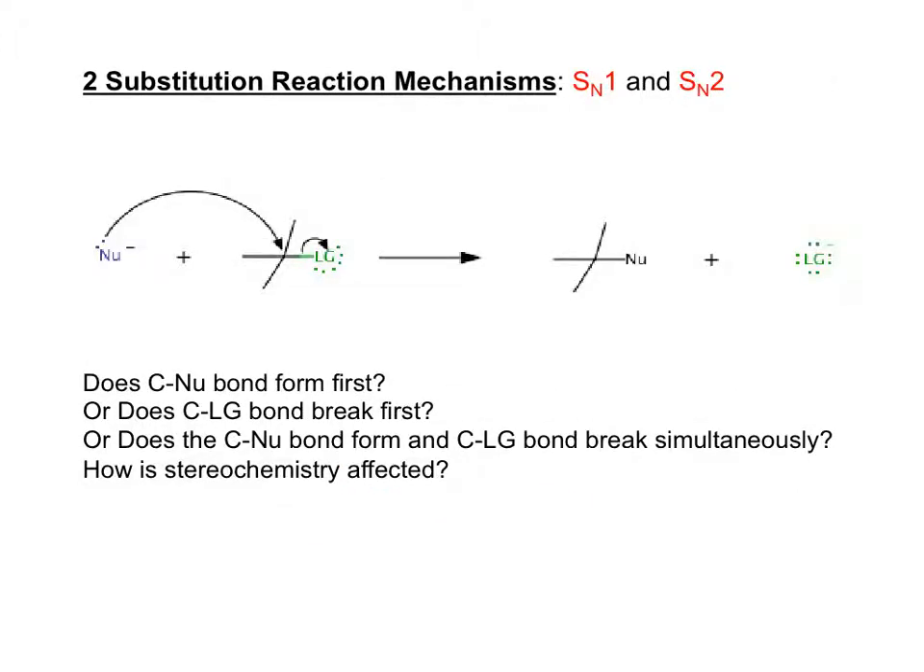In a substitution reaction mechanism, here's what can happen. Does a carbon nucleophile bond form first? Does the carbon leaving group bond break first? Or does the carbon nucleophile form and the carbon leaving group bond break at the same time? How does the sequence by which bonds break and form affect the stereochemistry?